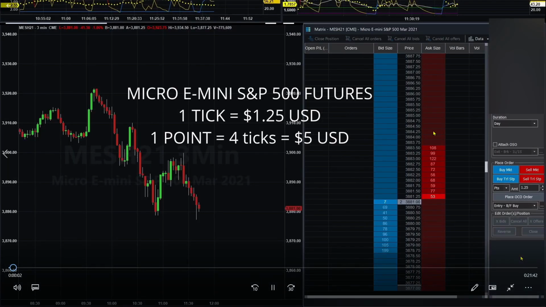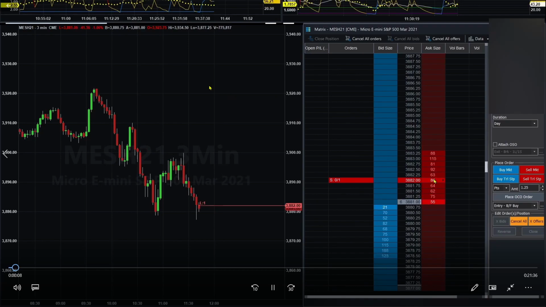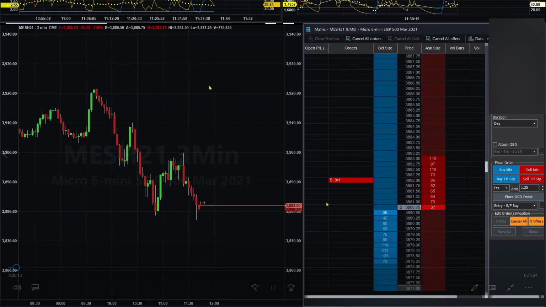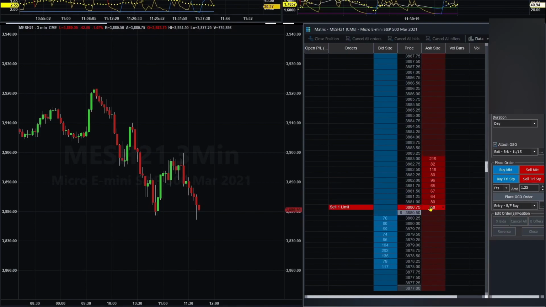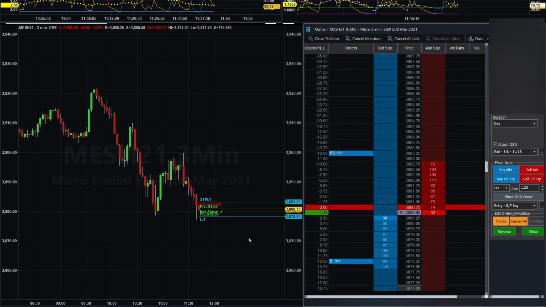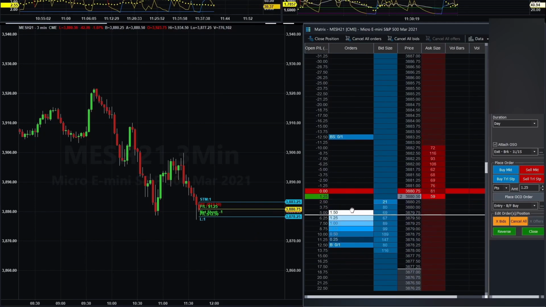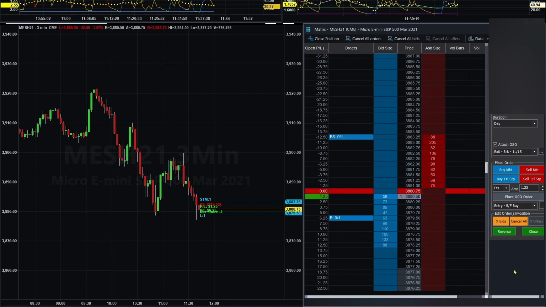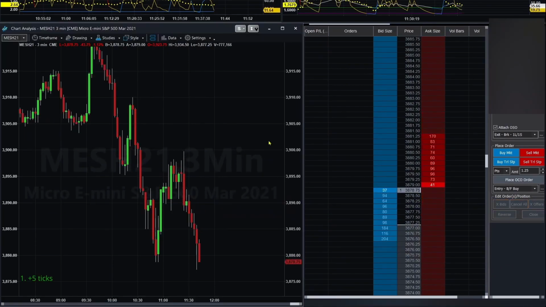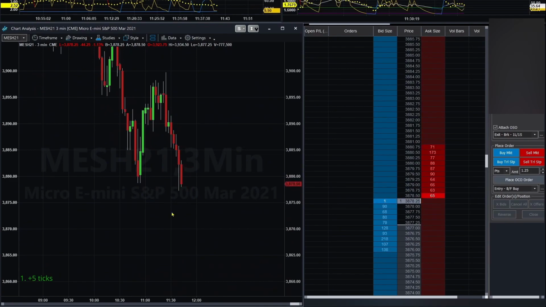Okay, here we are. So, our first trade. I'll place it here. Okay, we're in. Go for 5 ticks. There it is. We have a 10 tick stop loss. And okay, there we are. We're out. It's very fast. You can see it takes a few seconds.